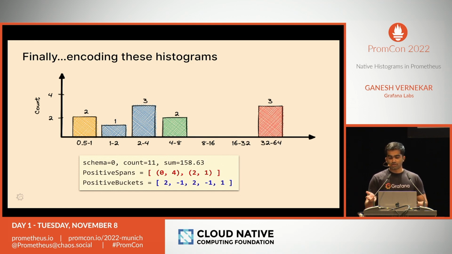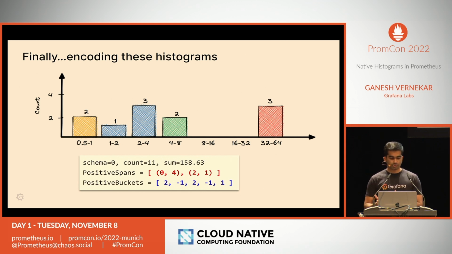If there were no gaps, then you just start with the 0 or whatever index the first bucket is, and the length of how many buckets you have, and that precisely gives you the layout of the buckets, because with the help of this index and the schema, you can tell what the bucket boundaries are. And then we store the actual values itself.